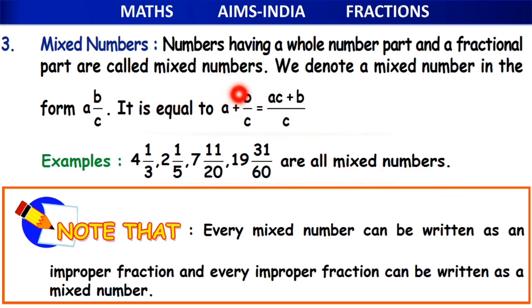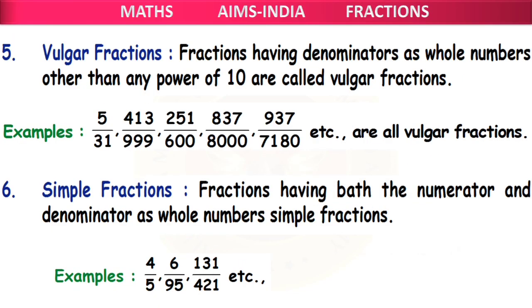Now when we say mixed number, numbers having a whole number part and a fractional part are called mixed numbers. We denote a mixed number in the form of a b by c. It is equal to what? A plus b by c. That is nothing but ac plus b by c. Yes students, 4 1 by 3, 2 1 by 5 etc. are all mixed numbers. And what is the note here? Every mixed number can be written as an improper fraction and every improper fraction can be written as a mixed number. The next type was vulgar fractions.